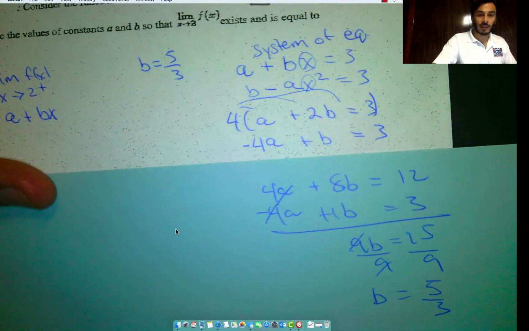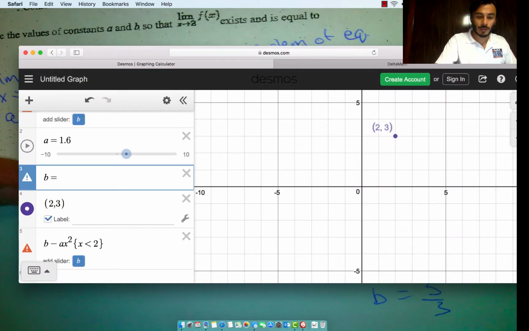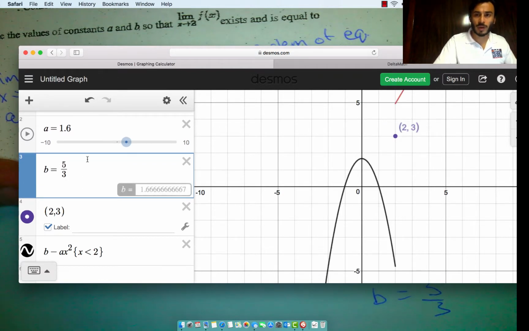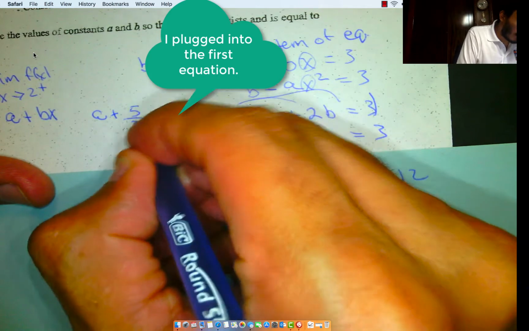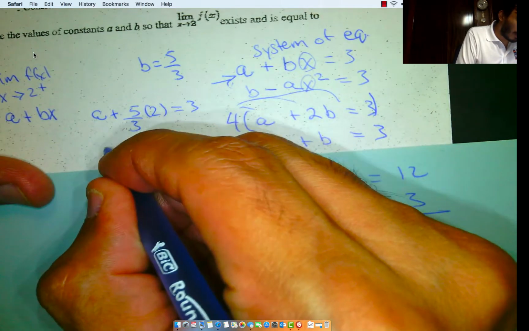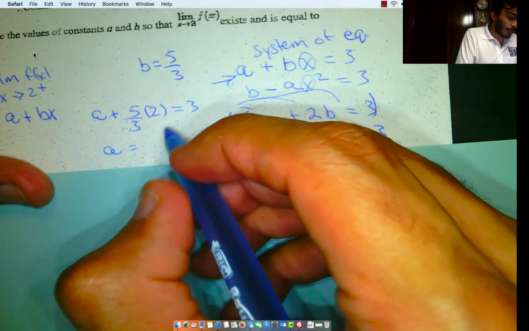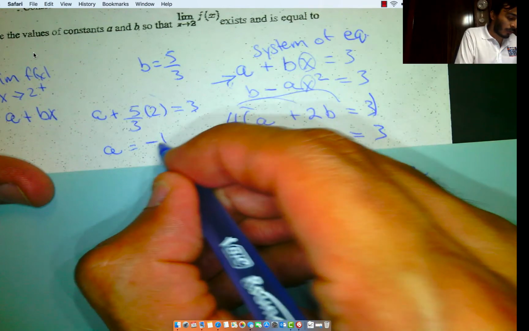If I go back to that graph I showed you in the beginning, I could write 5/3 for b. You're not going to be able to use this graphing on a test, but it's a nice visual so you can tie together these concepts. You can see they're not joined together yet, so I'm going to need the value of a. So a plus b, which is 5/3, times 2, because that's the value of x at x equals 2. Then a is equal to 3 minus 10/3, which is equal to negative 1/3.